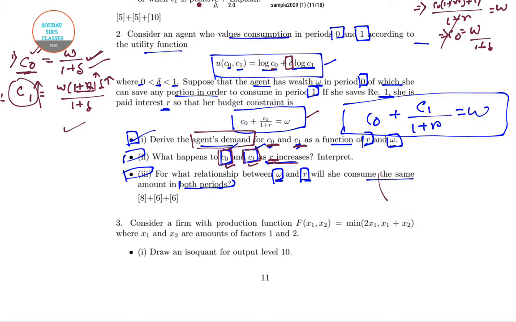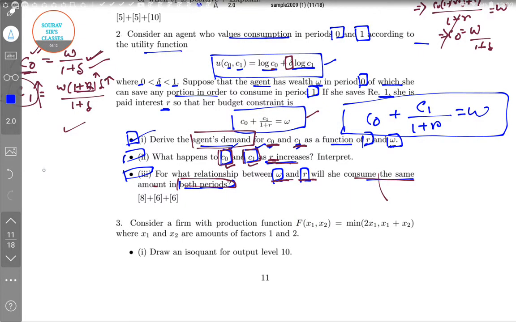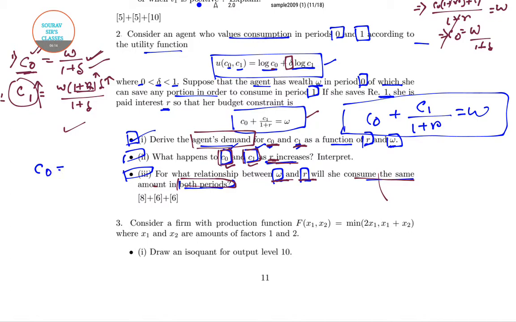And finally, if we come to the last question, for what relationship between W and r will she consume the same amount in both periods? Same amount basically means C0 equals C1. So C0 equals C1 is what? The same amount in both periods if she consumes. So when will it happen?